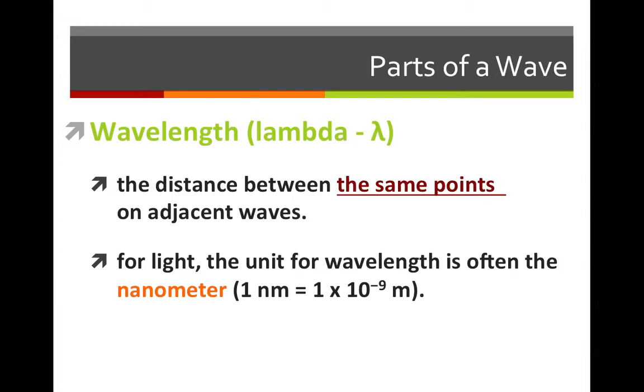Okay, for light, the unit for wavelength that we use is most often nanometers, and a nanometer is 1 times 10 to the negative 9th meters. So it's the next step. You have normal meters, and then after centimeters and millimeters, we have micrometers, and then even smaller than a micrometer is a nanometer, and that's 1 times 10 to the negative 9.